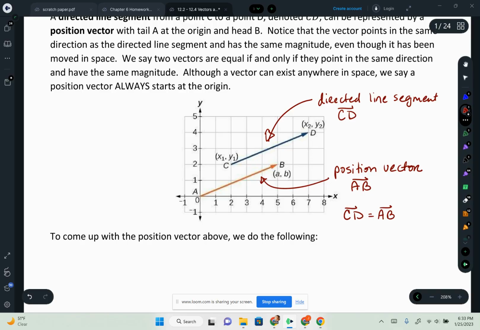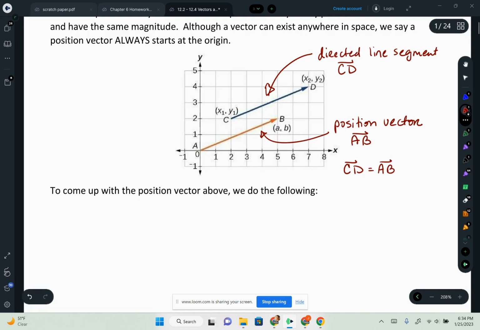They might be in a different position in space, but they are not pointing in different directions and they are not different lengths. And so that's kind of an interesting feature about vectors. They can be represented by directed line segments in space, or they can be represented by position vectors where the tail of them always starts at the origin. For our purposes in this class, we will primarily be working with position vectors.